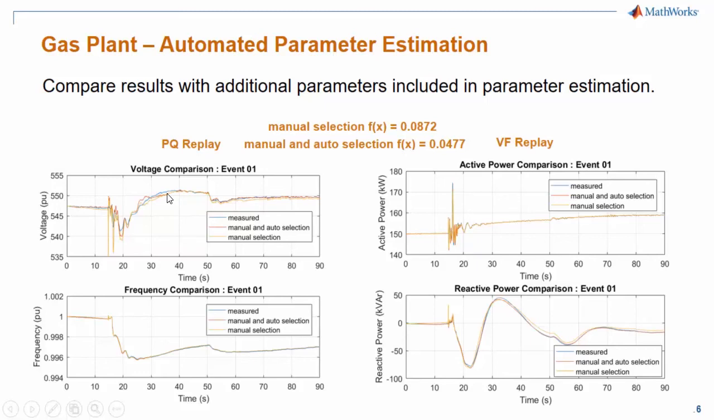Blue response is measured. The yellow response is parameter estimation for just the manually selected parameters. And the red response is when I included the additional parameters GenxQ and PSST4. So we can see from the objective function FX, we have been able to improve the overall fit by incorporating those additional parameters. Where we see the most improvement is actually in reactive power from the VF replay. And overall, we've improved the voltage comparison from the PQ replay. Although you can see there are some elements where the fit is not so good, but overall response is improved.